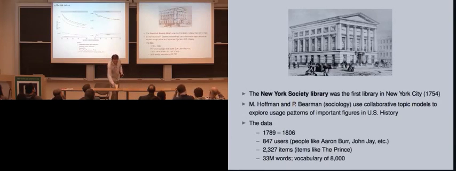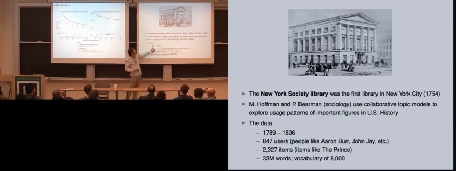Finally, this was interesting. So I found out that some colleagues, Mark Hoffman and Peter Bearman, Mark Hoffman's a PhD student and Peter Bearman's a sociologist, used this same model to analyze people. Okay, so, my story was always we can do recommendations and then we can analyze documents. Well, they're using it to analyze people. They have data from the New York Society Library. That's a picture of the old version of the New York Society Library. It was the first library in New York City from 1754.